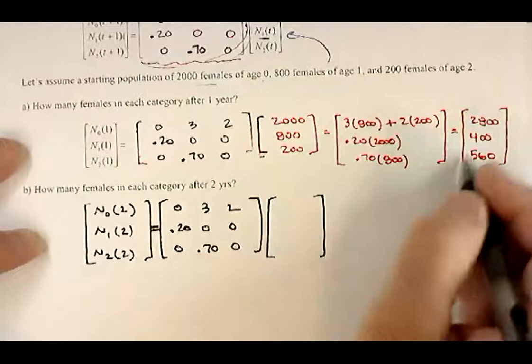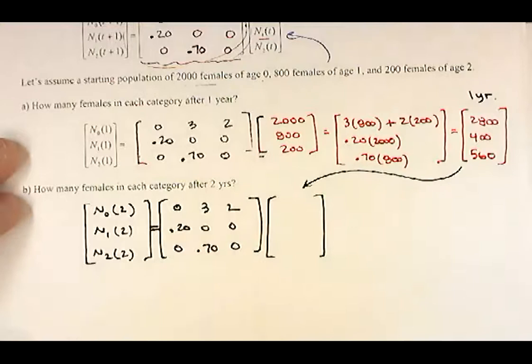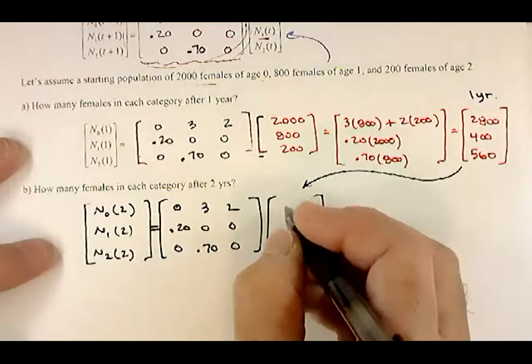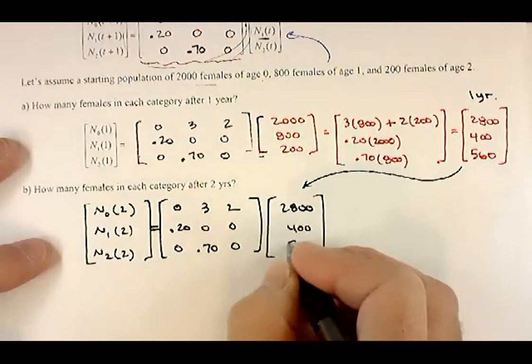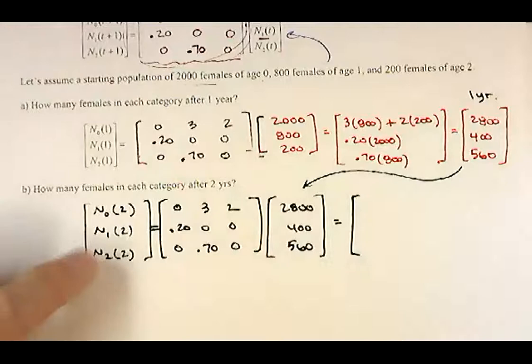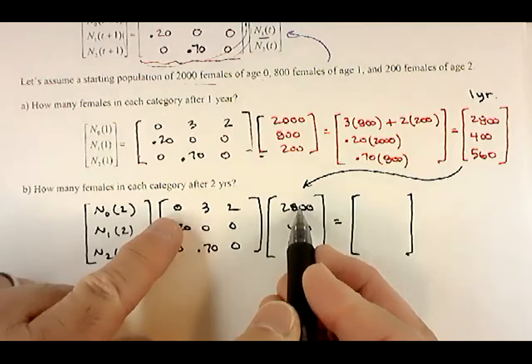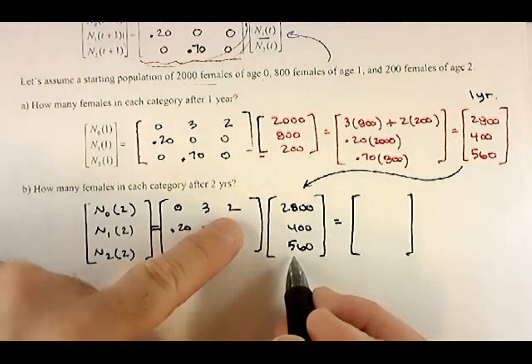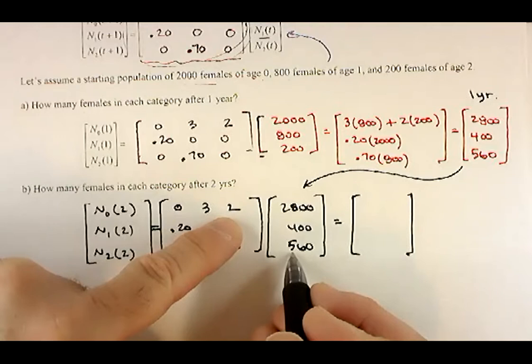times, this is my population after 1 year, one time unit. So I would have the 2,800 here, 400, and the 560. Let's see if we can just do these numbers in our head. So the next generation of zero-year-olds is going to have zero times 2,800, three times 400 is 1,200, plus two times 560, that is 1,120. 1,200 plus 1,120, I think that's 3,120.